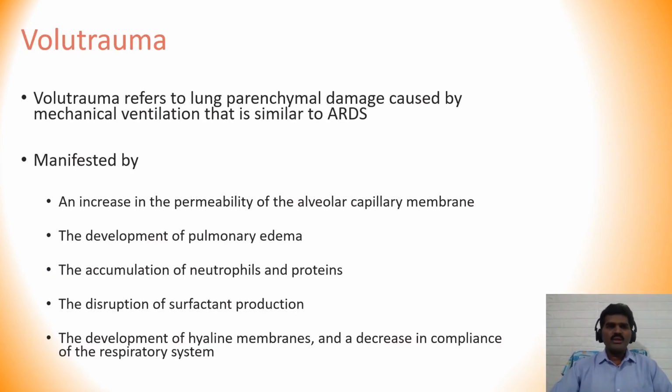Coming to volutrauma, volutrauma refers to lung parenchymal damage caused by mechanical ventilation, which is similar to acute respiratory distress syndrome. It is manifested as an increase in the permeability of the alveolar capillary membrane, development of pulmonary edema, accumulation of neutrophils and proteins, disruption of surfactant production, development of hyaline membranes, and a decrease in compliance of the respiratory system.